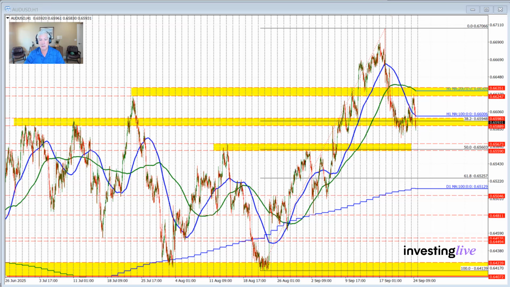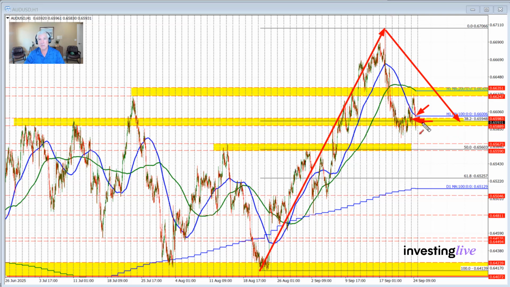In the New York session, we have seen the price extend below the 100-hour moving average and then extend below the closing levels from yesterday's trade, and also the 38.2% retracement of the move up from the August low right here to the September high right here. That level came in at 0.659448. There's also a swing area down here between 0.6588 and 0.6598.